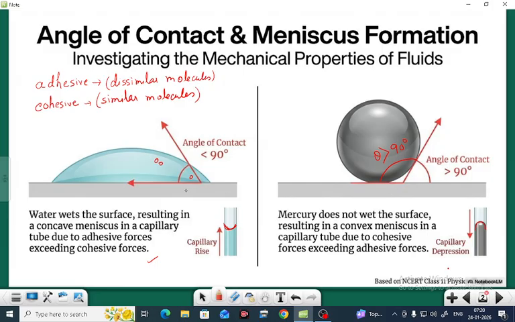So this is the case of water. Angle of contact is less than 90 degrees, though it is impure water. Remember that it should be impure water. But in case of pure water, the angle of contact is 90 degrees. And in case of mercury, it is more than 90 degrees, that is an obtuse angle. Theta is equal to an obtuse angle. Obtuse means greater than 90 degrees. So this is the reference to angle of contact and meniscus formation.